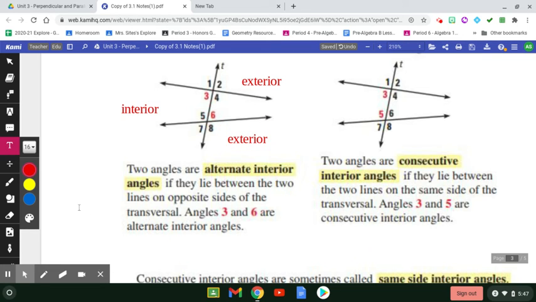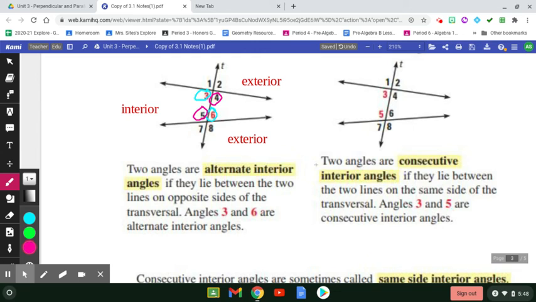Okay, so two angles are alternate interior angles if they lie between two lines on opposite sides of the transversal. So I'm in the inside, so I'm focusing on angles 3, 4, 5, and 6. Okay, they're on the interior, or alternate interior if we're on opposite sides. Right now I'm looking at 3 and 6 because they are on opposite sides of the transversal. Just like 4 and 5, they're in the interior but on opposite sides. So again, the words in the definition tell you placement.